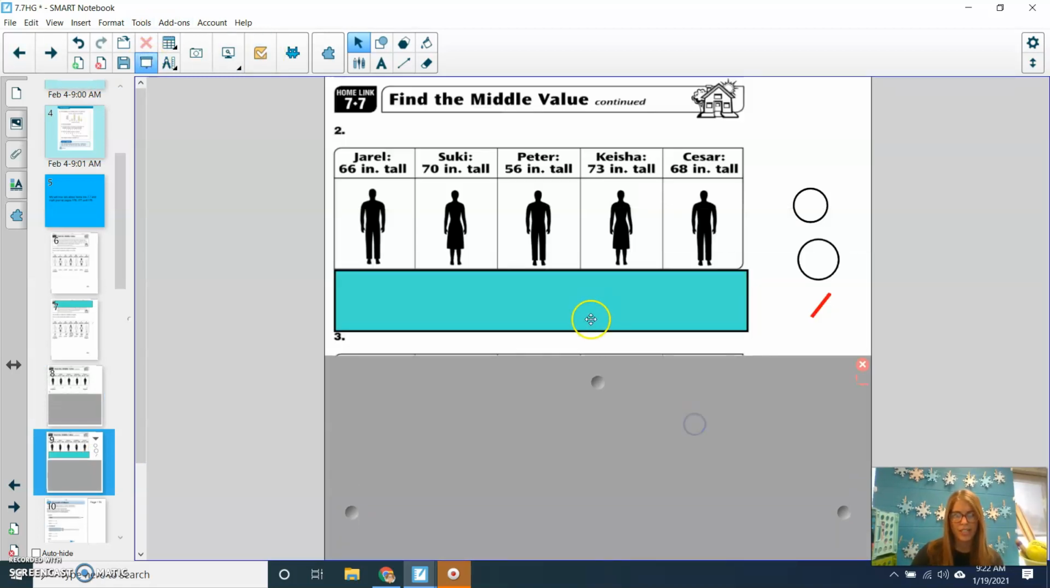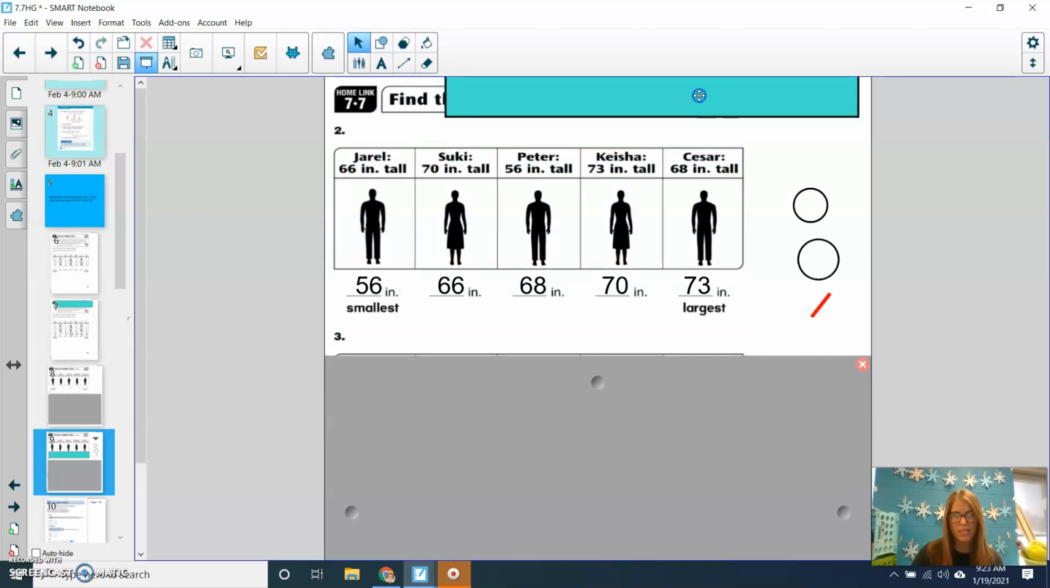All right, second graders. So when I put those in order from smallest to largest, I had 56, 66, 68, 70, and 73. Now I need to find that middle number, and you maybe can see which number is going to be in the middle, but I also can cross off my smallest and then cross off my largest, until I have one number left, and now I can see that my middle number is 68.